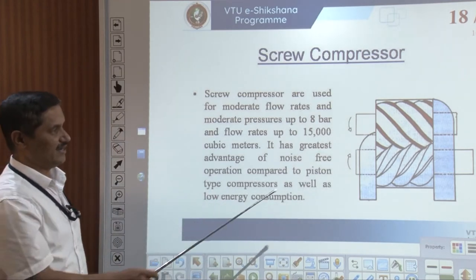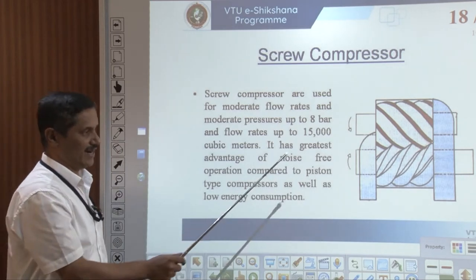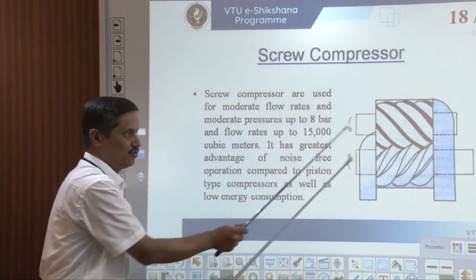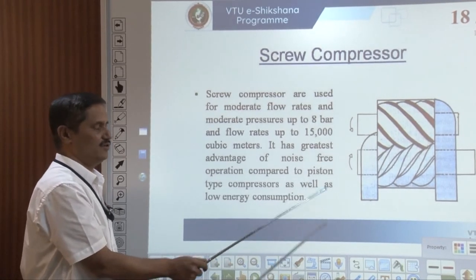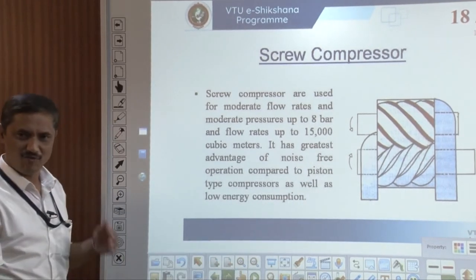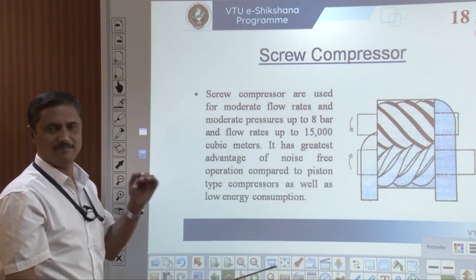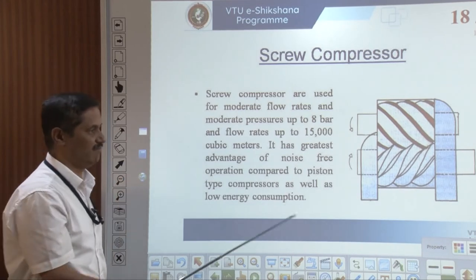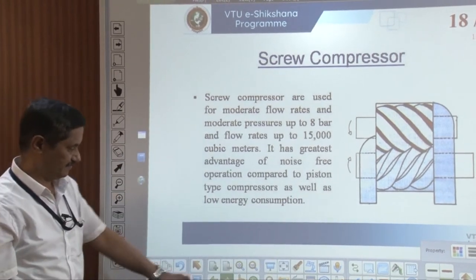For example, I can tell you one wonderful company by name Atlas Copco. They produce screw compressors. Even Kirloskars are doing it within India. These compressors work in the industry at very low decibel levels, low noise levels, and are catering to the industry requirements.